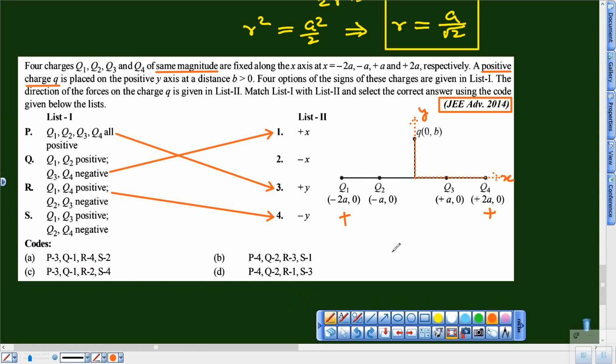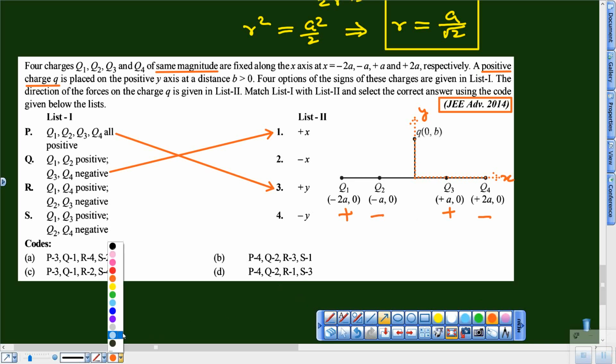Here Q1 and Q3 are positive. Now you can see that in the fourth option, Q1 and Q3 are positive. So this is positive and this is positive, and Q2 and Q4 are negative.